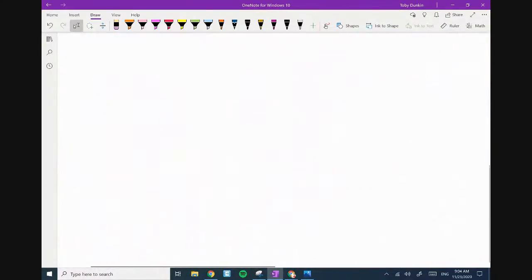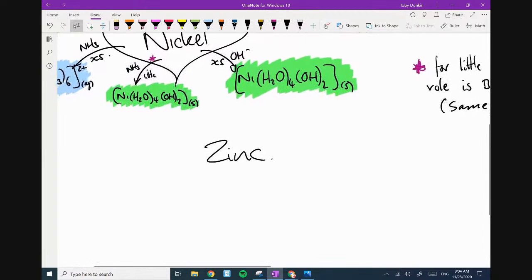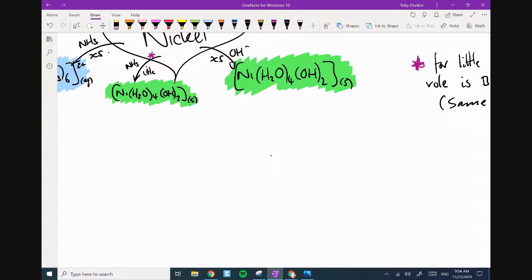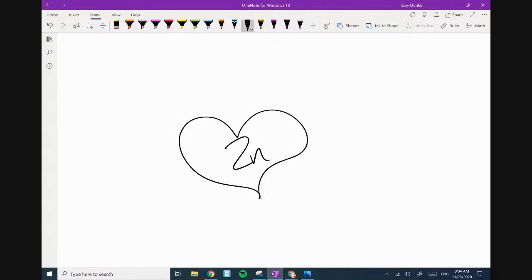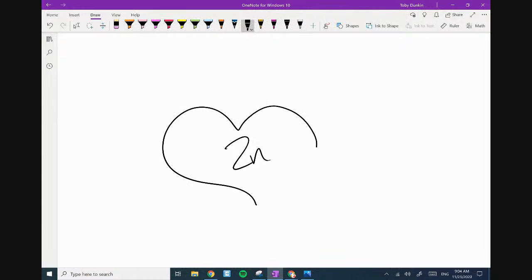Zinc. Oh, zinc. Okay. Let's see if I can make no mistakes in this one. So we've got, oh, I've suddenly realized I need to put it in a heart. Let's go to our heart. Zinc. Zinc 2+. That was a terrible heart. Ooh, better.